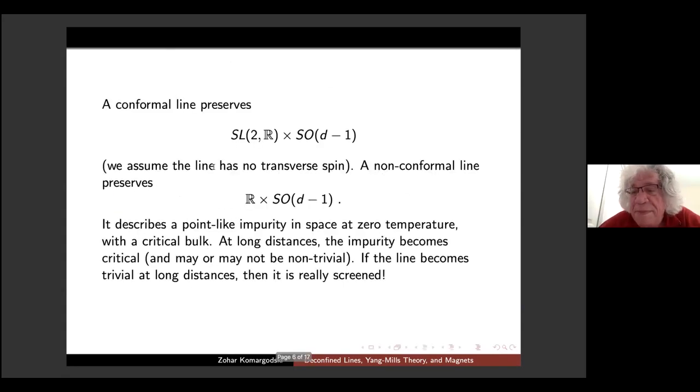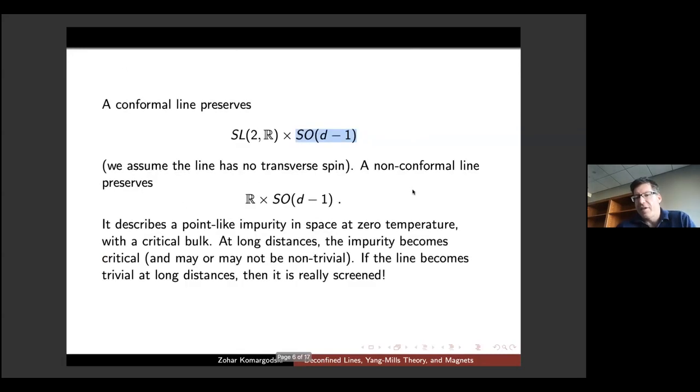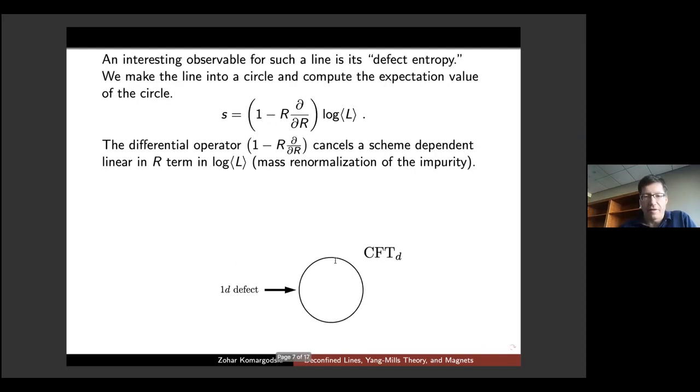I'm sorry. Yes. So a conformal impurity or a conformal line defect would preserve an SL(2,R) symmetry times transverse rotations. But in condensed matter, or in this general setup that we have line defects in conformal field theory, the line doesn't have to preserve SL(2). It may just preserve translations along the line. So the terminology is that we have critical impurity, critical bulk, but the impurity may be critical or non-critical. It may be that there is an RG flow on this impurity or the line defect.